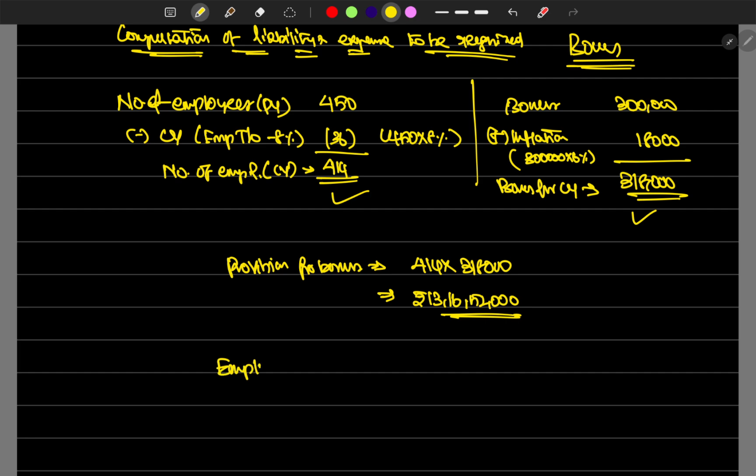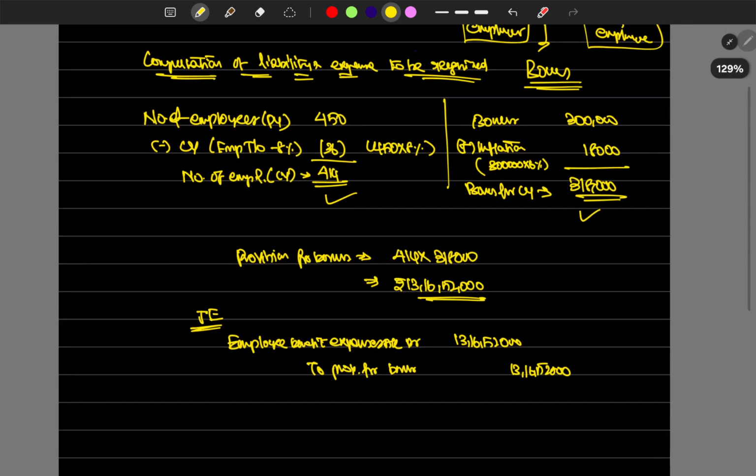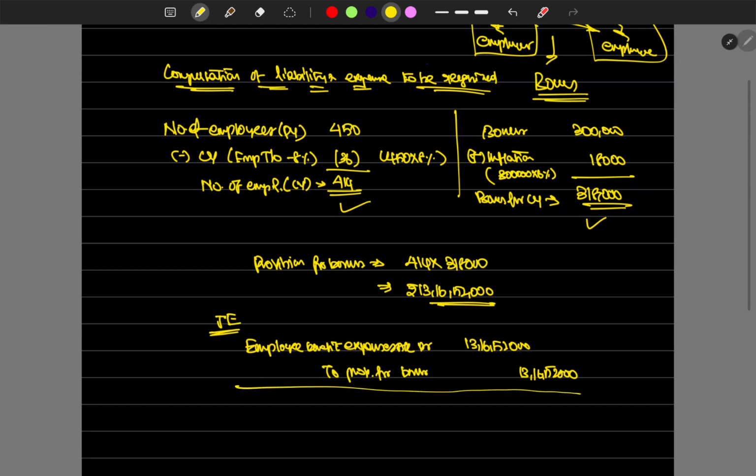Employee benefit expenses debit, to provision for bonus, in the journal entry, which is 13 crore 16 lakh 52,000. 13 crore 16 lakh 52,000 is the provision amount we need to pay to our employees.